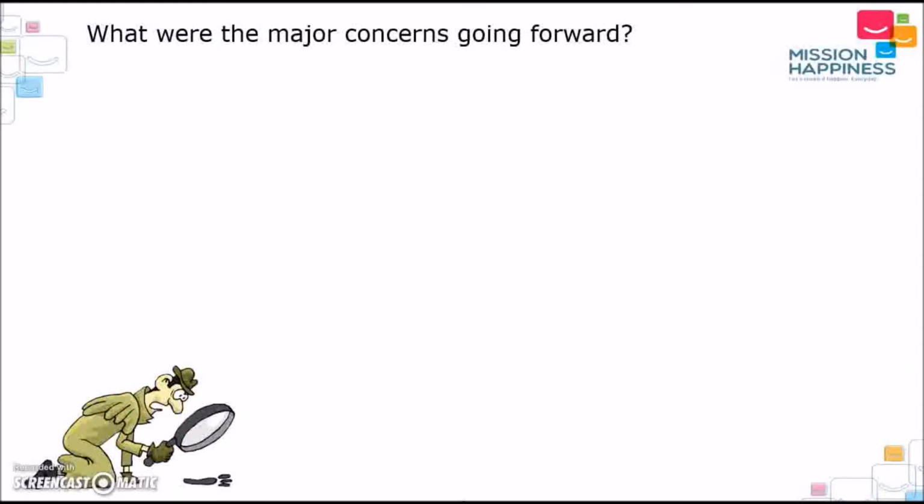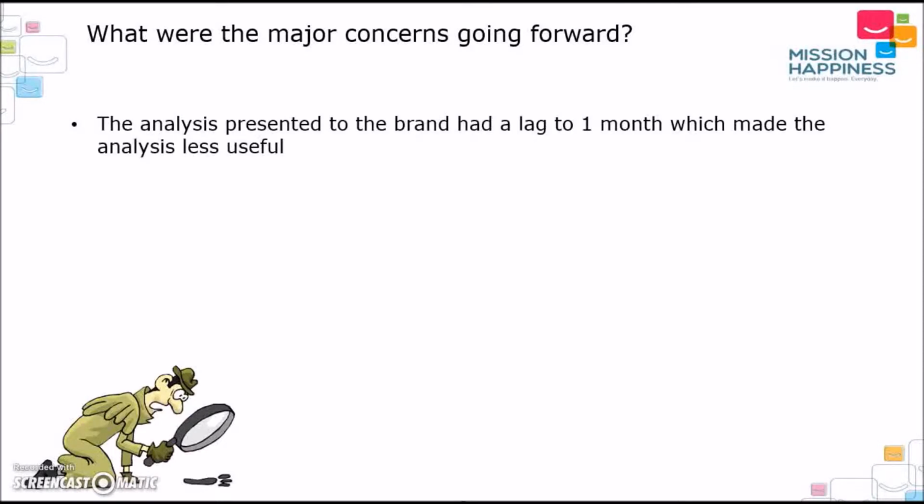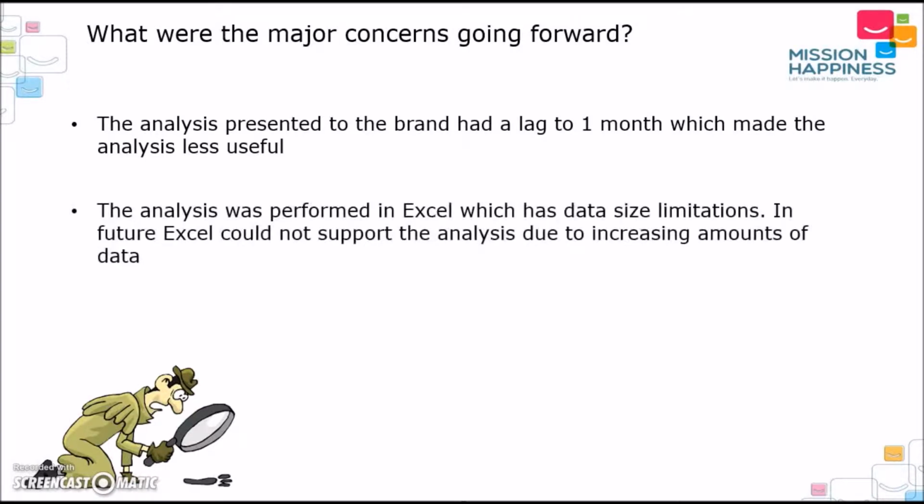Now, as we were running through this project, like 1 month or 2 months down the lane, we found that there were some major concerns that we would face in future, or we were facing in present. One concern was that the analysis that we used to present to the brand had a 1 month lag, which made the analysis less useful. Because generally the analysis or the deck requires around 15 to 20 days to do, the data that we used for the analysis was last month's data.